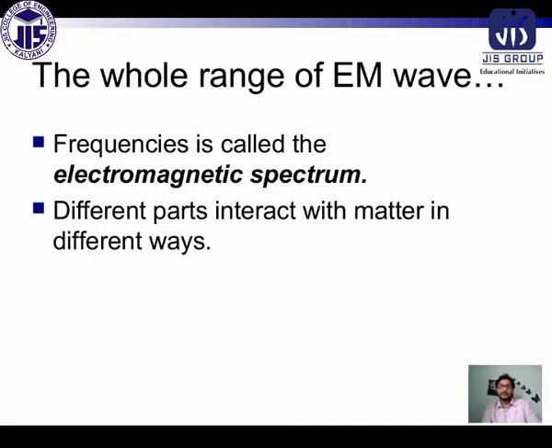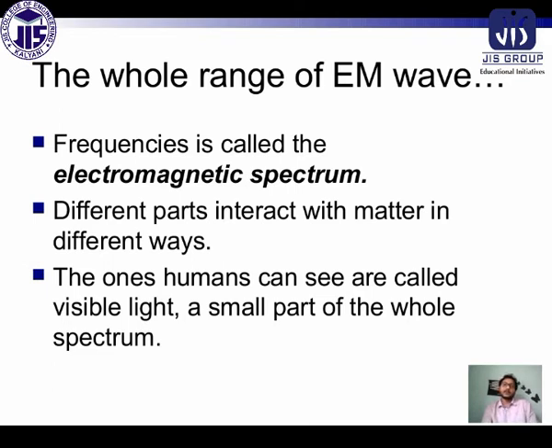Electromagnetic spectrum. Spectrum means all the electromagnetic waves, continuously. They have different wavelengths and different frequencies, and different parts interact with matter in different ways. It means a few ranges of frequencies or wavelengths interact with one thing, and another part of these electromagnetic waves interacts with other instruments. So based on their wavelength and frequency, they have different applications.